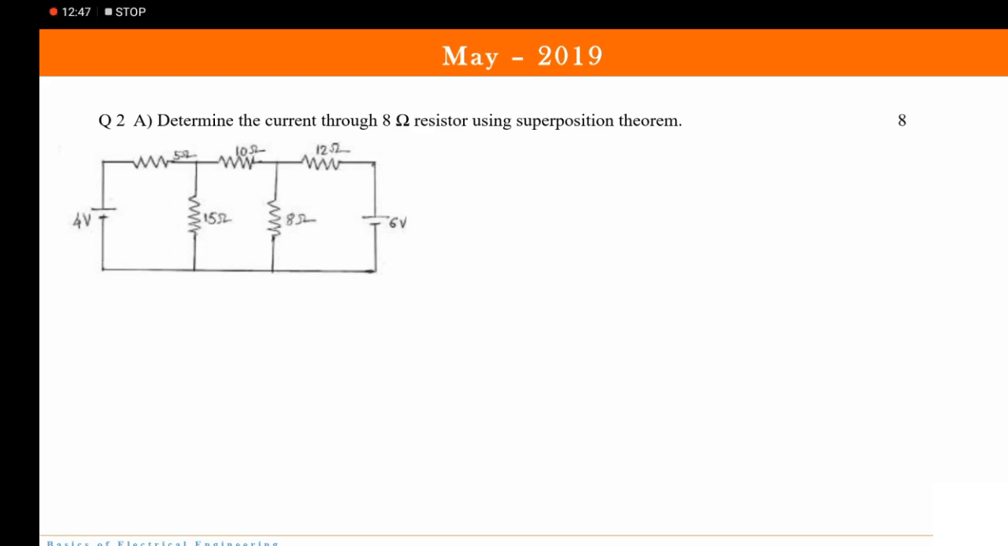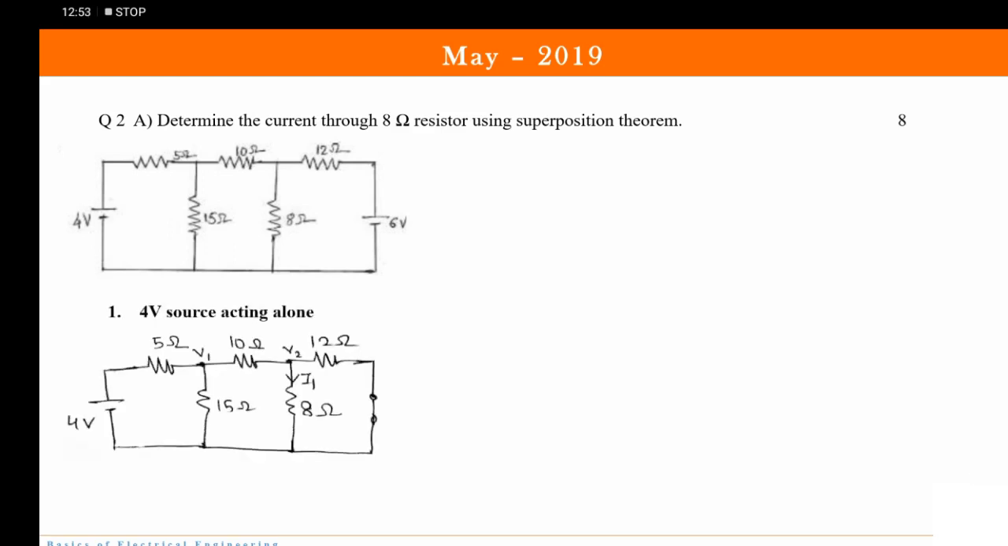This question has been asked for 8 marks. Fine. So what should be the first step? We will be considering one source at a time. So first let us consider the 4 volts source acting alone. The other source will be short circuited or replaced by its internal resistance. Internal resistance is not given, so we simply short circuit it.